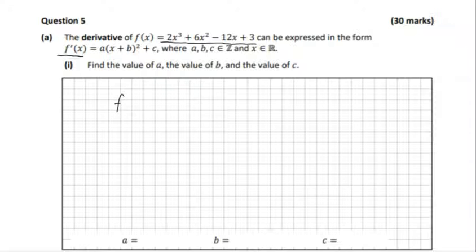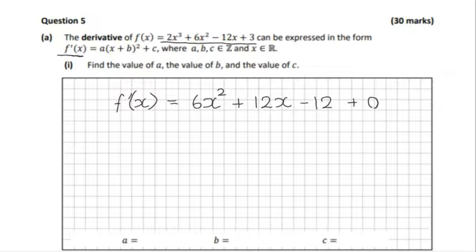So f dash x is the first derivative and the 2x cubed will become 3 by 2 is 6 and the cube will become x squared, reduced the power by 1. The second term 6x squared will become 12x, multiplied down by your 2 and then it's x to the 1, so we can write x, and the minus 12x, the slope of that graph would be minus 12. Okay, and then finally plus 3, the slope of that graph would be 0 because it's a constant.